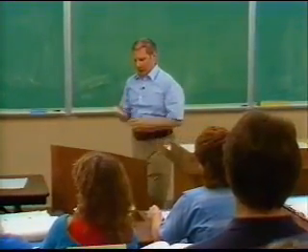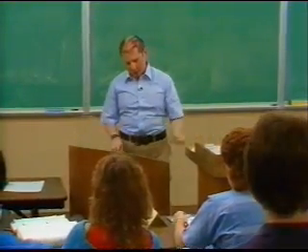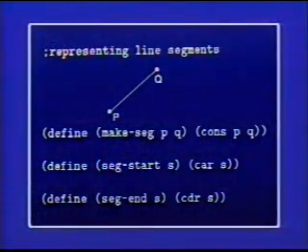So we can represent line segments in exactly the same way. Right, so the line segment from P to Q, we'll say there's a constructor make segment, and there's made-up names for the selectors, the starting point of the segment and the ending point of the segment. And again, we can implement a segment using cons as a pair of points, and car and cdr get out the 2 points that we put together to get the segment.